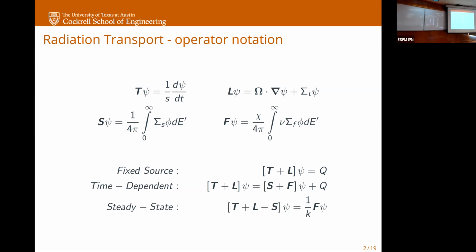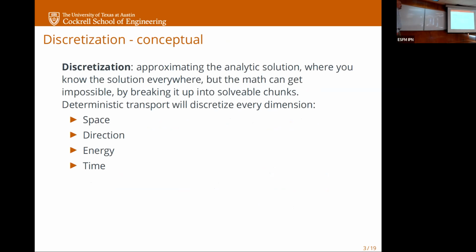So we haven't done any spatial discretization at all. The concept of discretization is we approximate the analytic solution. In the analytic solution, you analytically derive what the solution is everywhere. But those analytic solutions, as you get to 3D with energy and space and time dependent, get very, very intractable very quickly. And so we're going to try to break this up into solvable chunks. And with radiation transport, you have to break up the spatial domain, the direction that neutrons are traveling, and the energy the neutrons have at the moment in time. Each one of those has to be approximated.